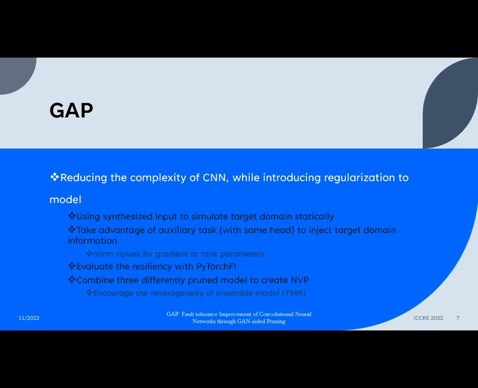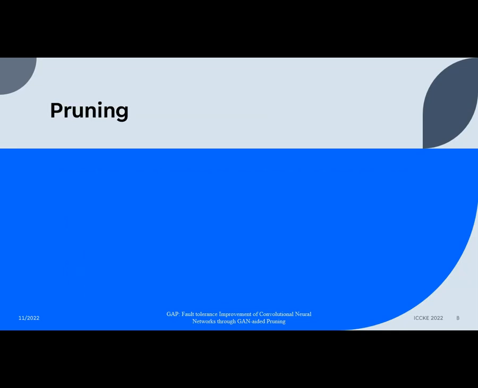We then evaluate the resiliency, as I mentioned before, with the PyTorch framework, and at last we combine the three neural models, just for the sake of simplicity, to compare simple TMR and the MVP version of these ensemble models. For pruning, we try different settings for structural and unstructured pruning.